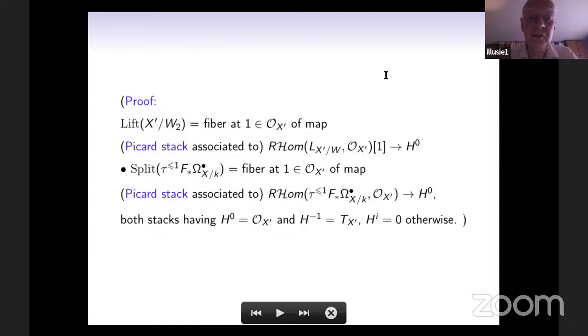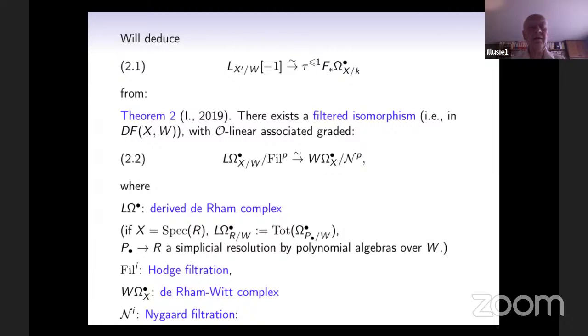More precisely, you have this dual of the cotangent complex, and you shift it, then it has cohomology in degree zero and minus one. In degree zero, it's O. And the same for the dual of the truncated complex, with H0 being O and H minus one being the tangent. And in fact, when you take the fiber at one, you get the gerbe of liftings and the gerbe of splittings. So that is the idea. Of course, it becomes a problem in purely homological algebra.